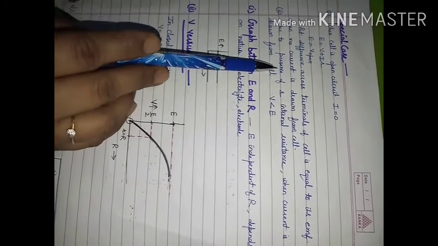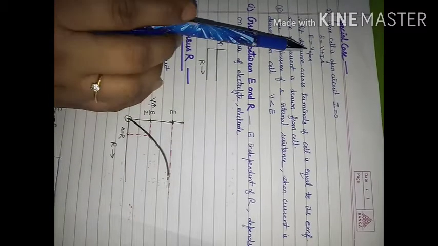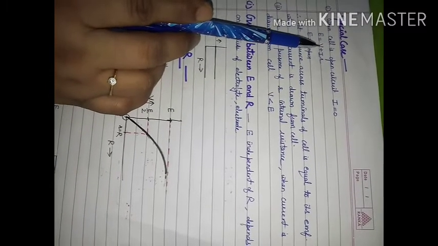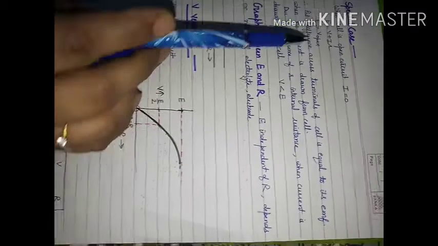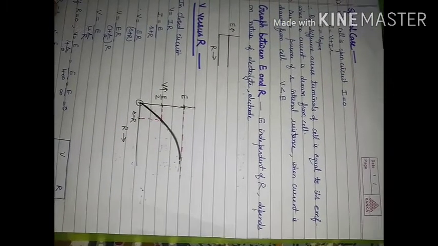Otherwise, when you are going to draw current from the cell, this terminal potential difference will always be less than the EMF of the cell. Now consider a graph which can be in a 1 mark question.